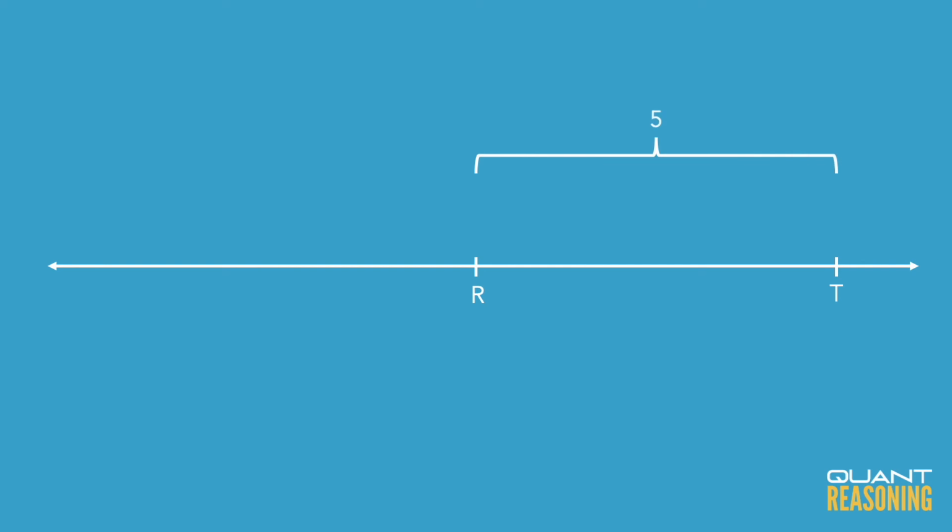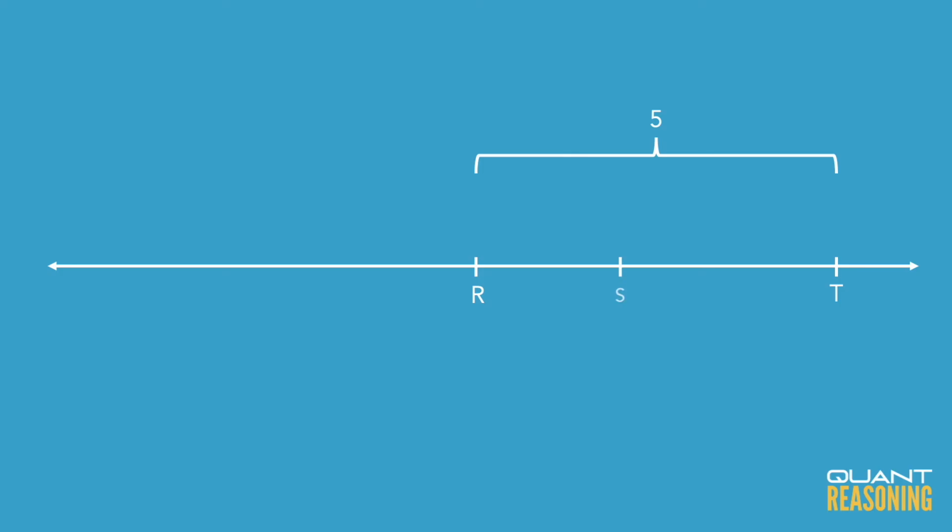Okay, we have another number line question, and the instructions are to draw R as 5 meters away from T. So I don't know which one is to the left and which one is to the right. It could be either way. But then we're told that S is 2 away from R.